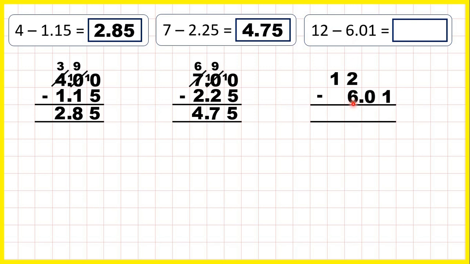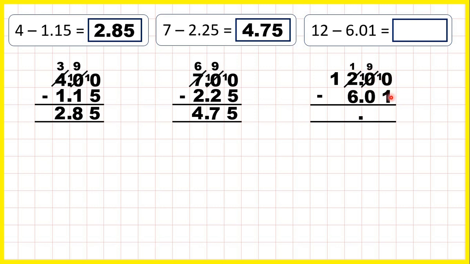Finally, we have 12 minus 6.01. So we have the 6 ones underneath the 2 ones from 12. Now 12 is the same as 12.00. We copy the decimal point down into our answer, and now again we can't do 0 minus 1, we can't exchange with the tenths, so we go all the way over to the ones, 1 less, 1 in front, and again 1 less, 1 in front.